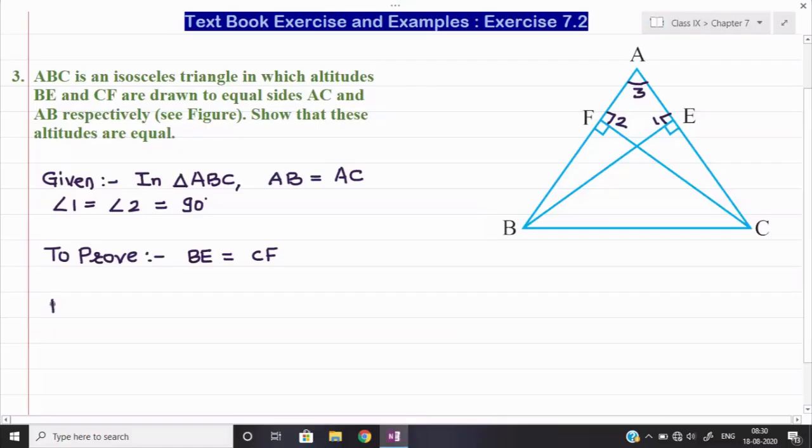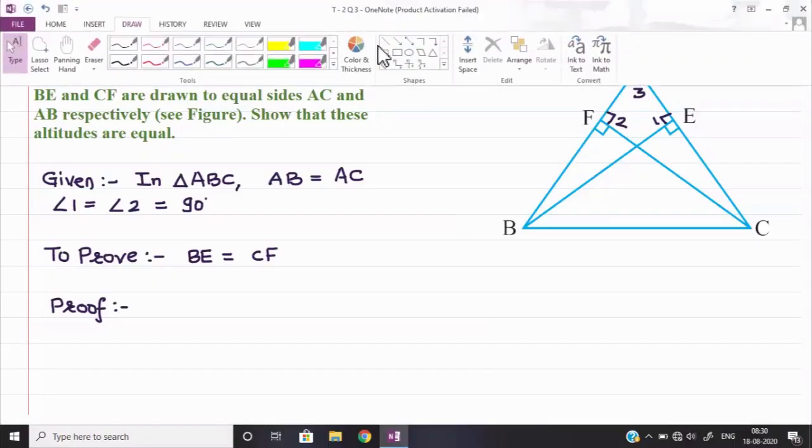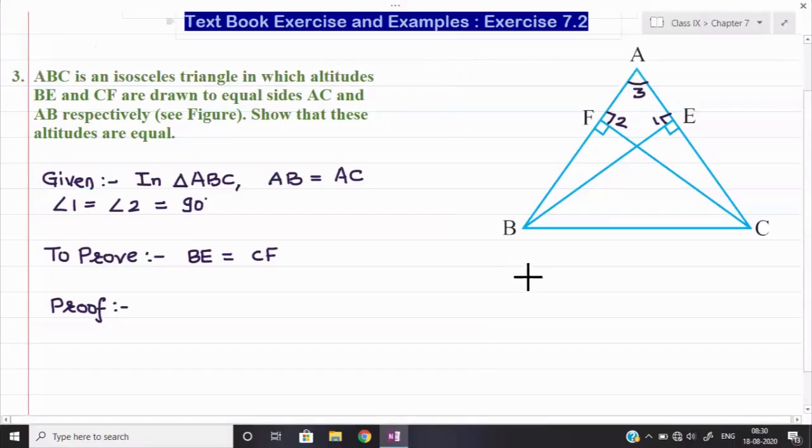See, first of all, in the proof, as you know from many previous questions, when we wanted to prove any two angles or any two sides are equal, we proved that two triangles are congruent, and when two triangles become congruent, their remaining corresponding parts will also be equal. So here also we shall try to prove two triangles congruent, and if they become congruent, we'll say that their remaining corresponding parts will also be equal. So here we shall get BE and CF as one of the remaining corresponding parts.